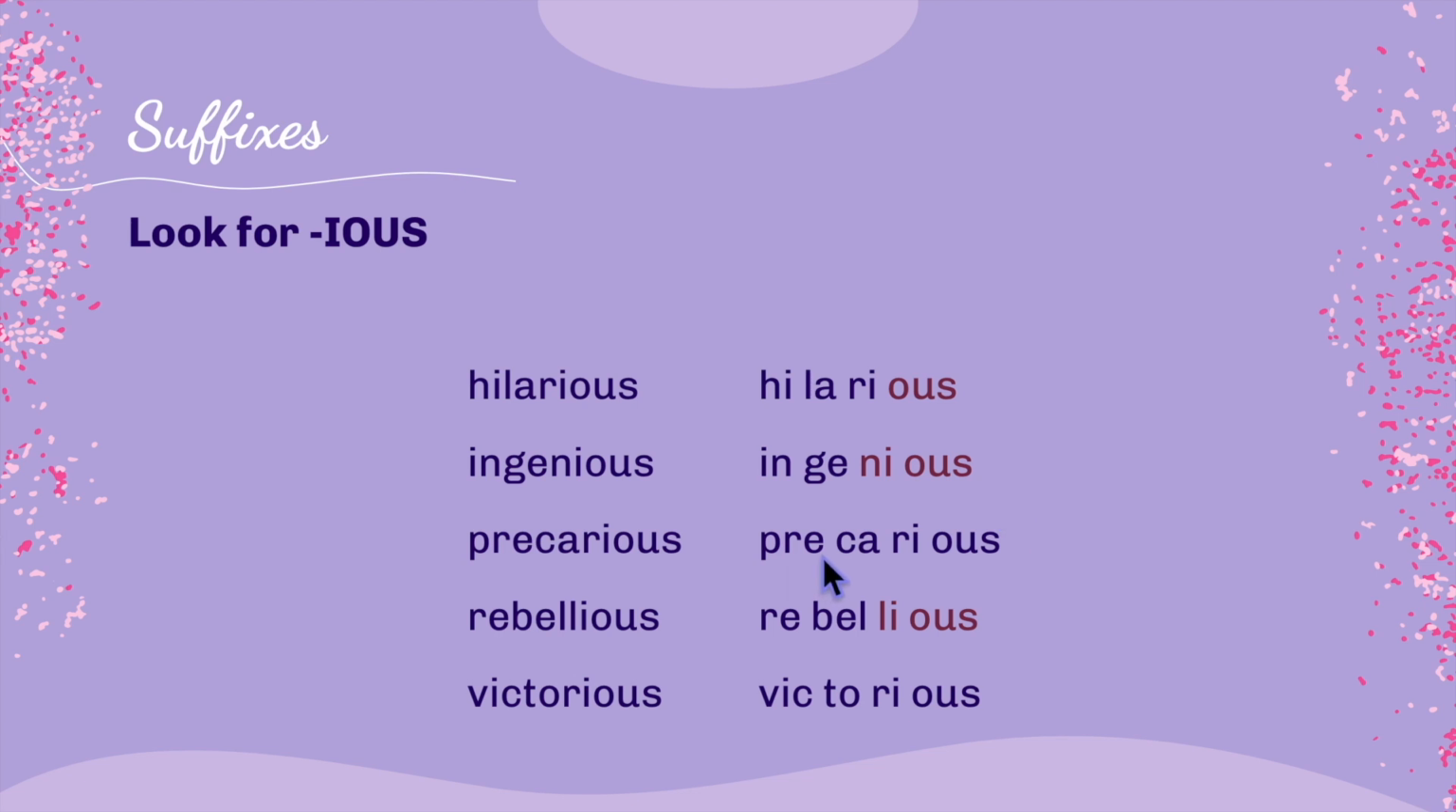Ingenious. Here we divide after the prefix pre, or after a vowel before a single consonant, after a vowel before a single consonant, and after an I before an A, O, or U. Here we have 2 open syllables, so we try the long sound first. When we divide after an I before an A, O, or U, we try a long E sound. Precarious. Precarious.